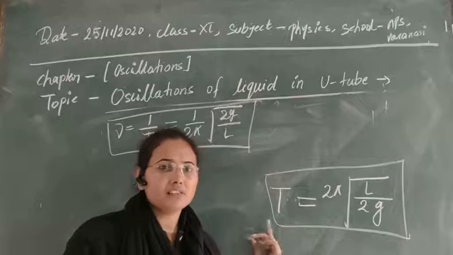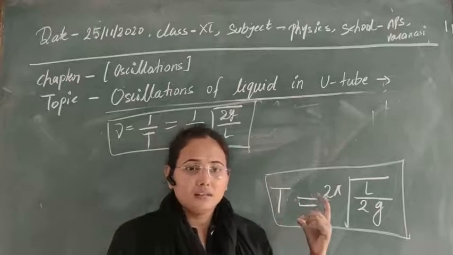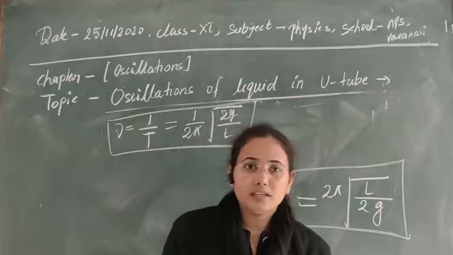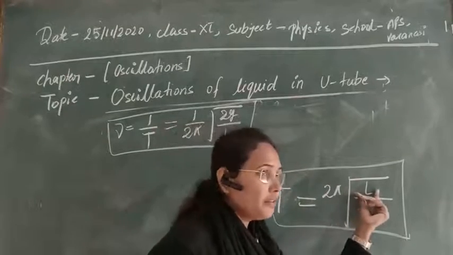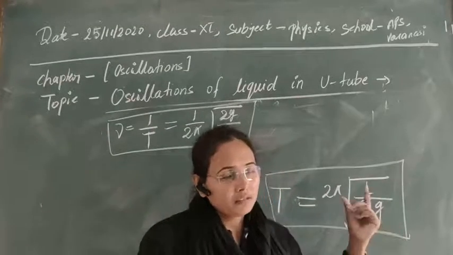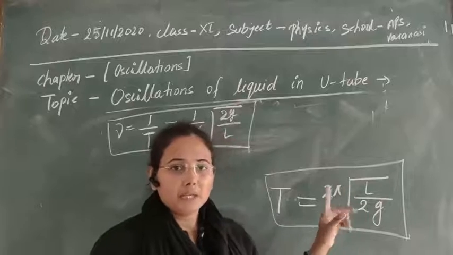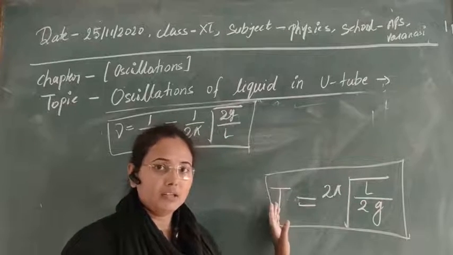The definition of time period is this: the time taken to perform one oscillation. So if there is an increase in the liquid column, then it will take greater time to complete one oscillation, and its time period will increase.